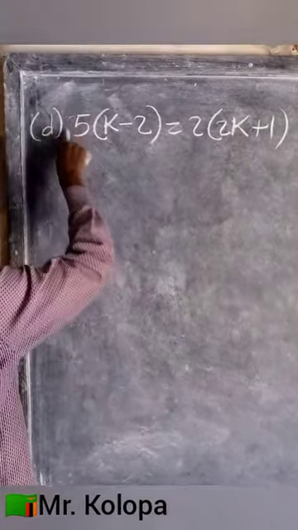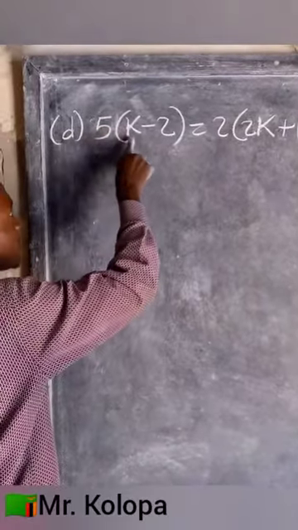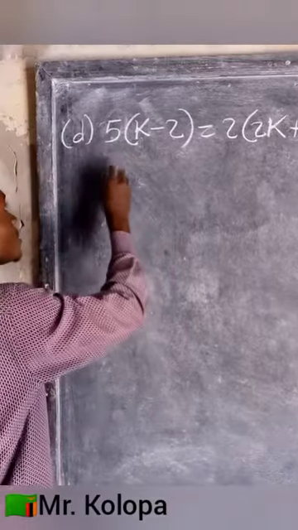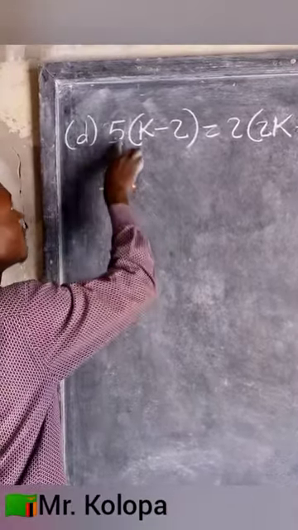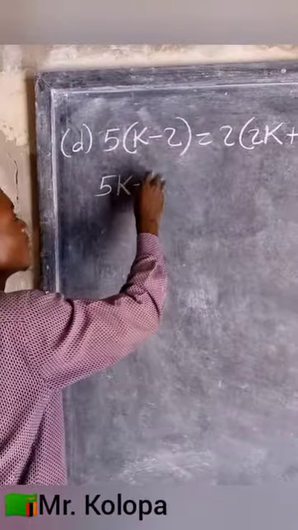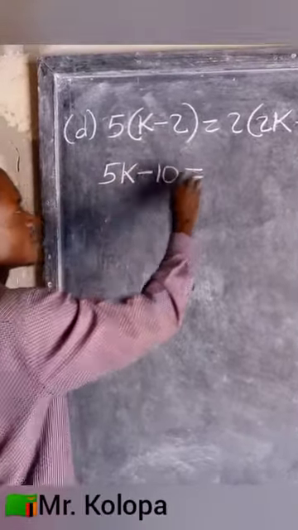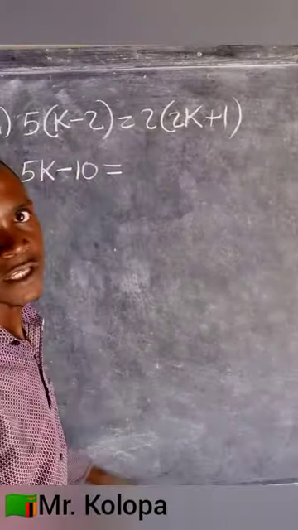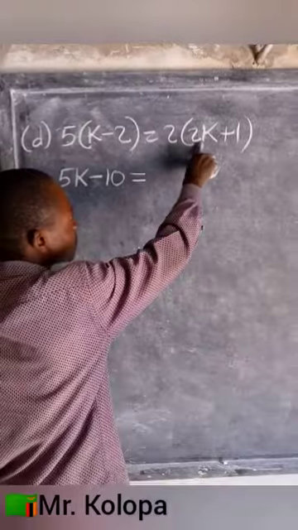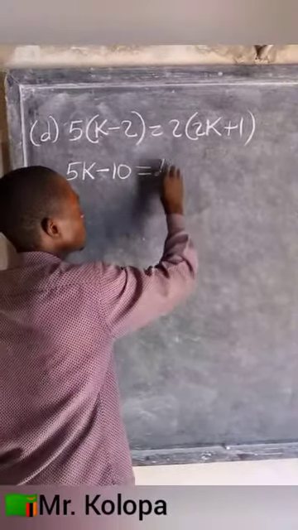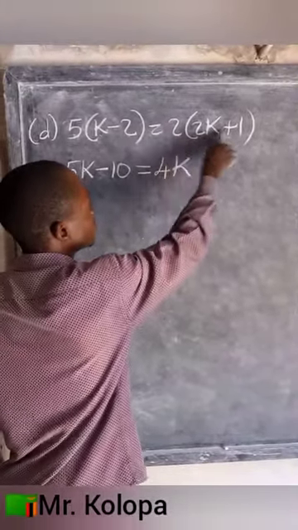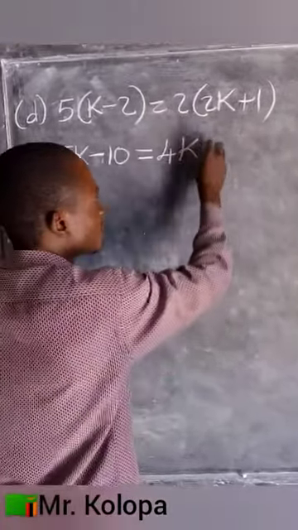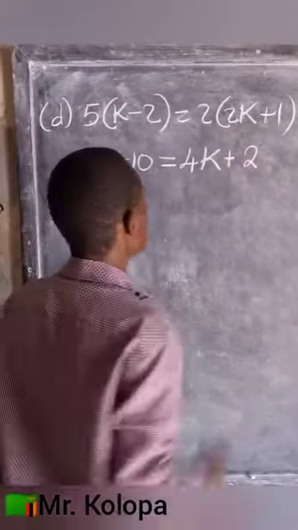So here we are going to open the brackets by multiplying 5 times k, again 5 times negative 2. So 5 times k, you get 5k. 5 times negative 2, you get negative 10, then equals. Again, the other side of the equation, positive 2 times what we have inside the brackets. So positive 2 times positive 2k, you get 4k. Then positive 2 times positive 1. Make sure that you follow the signs when you are multiplying. You get positive 2.